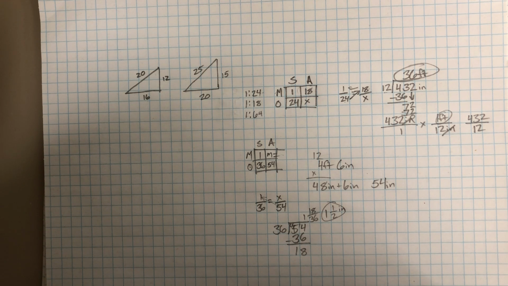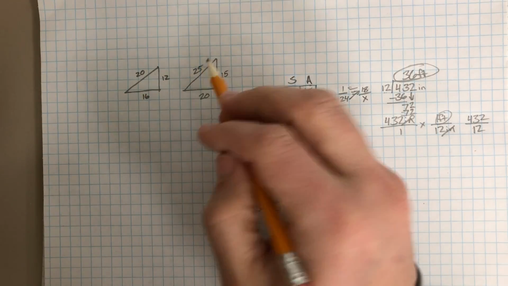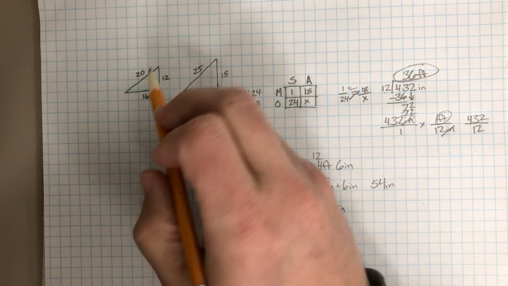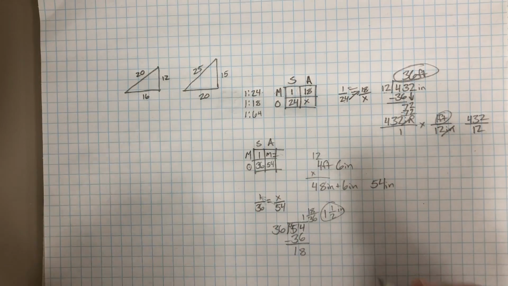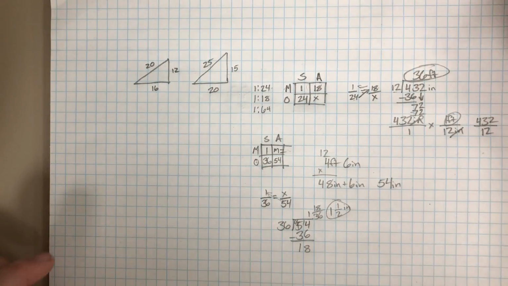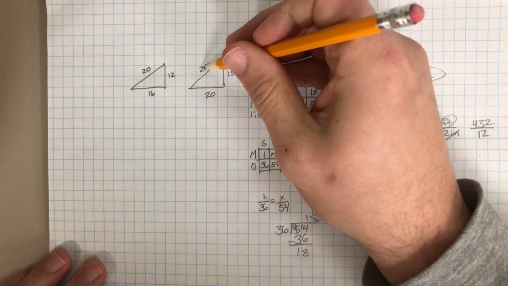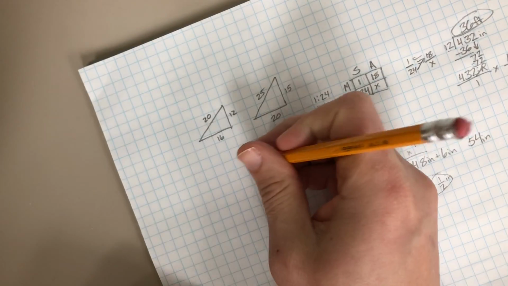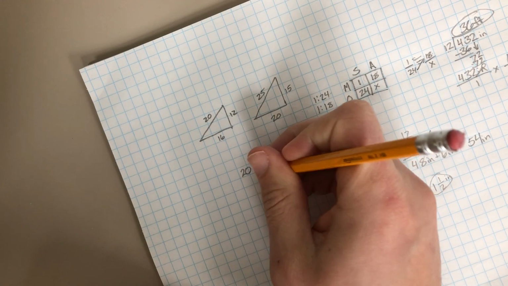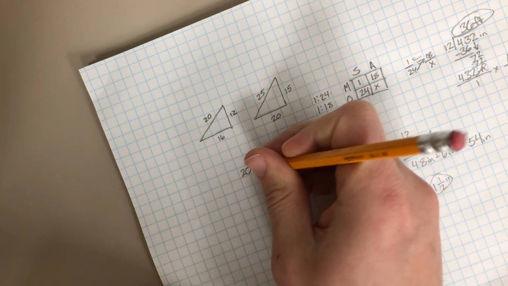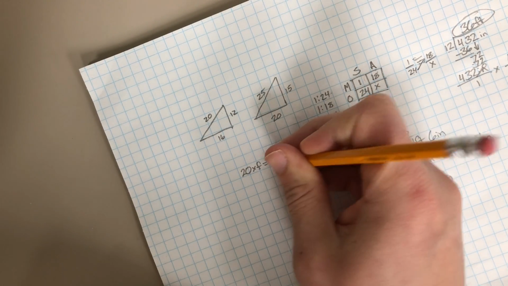Calculate the scale factor from the smaller triangle to the larger triangle. In other words, what do I have to do to the smaller triangle to get the larger one? What do I have to do to 20 to get 25? Okay. When I'm talking about scale factor, the dimension of this is going to be multiplied by the scale factor to give me this. So, in other words, 20 times the scale factor equals 25.